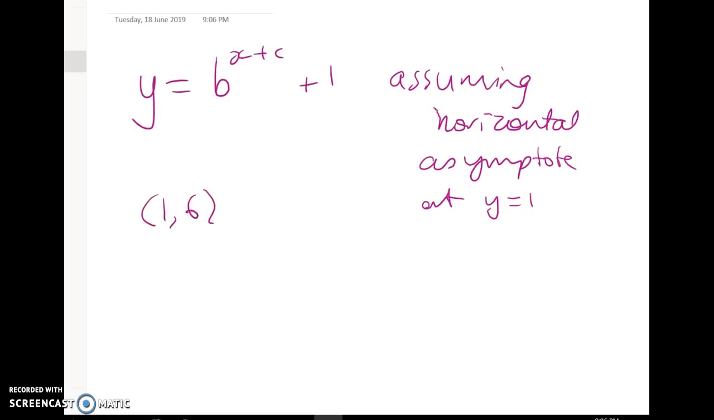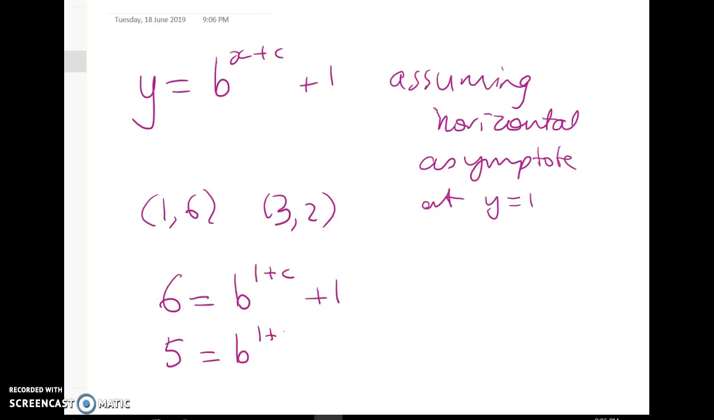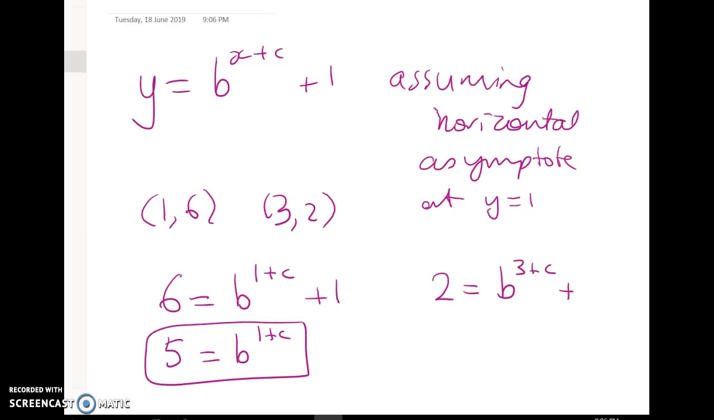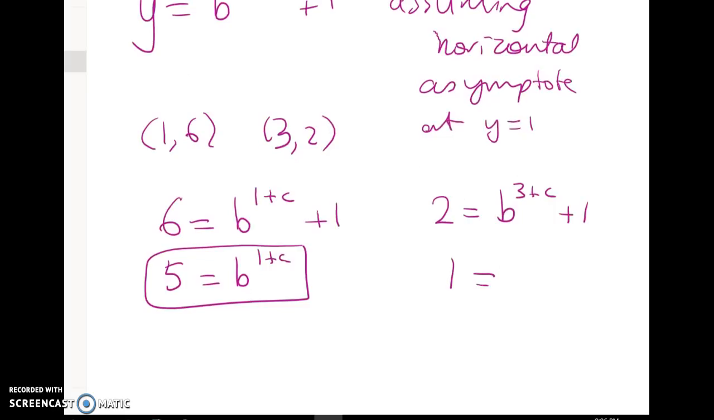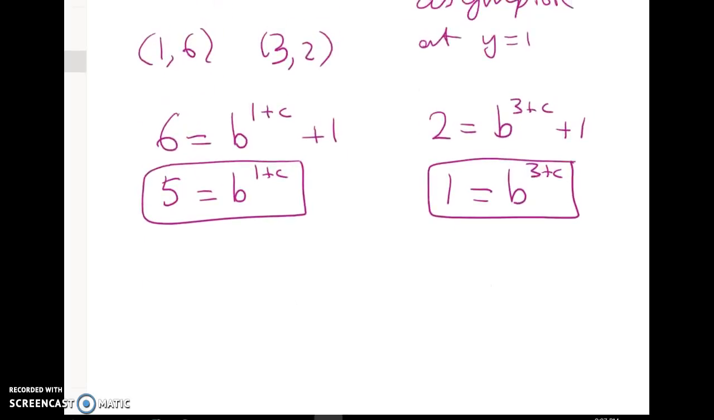Right, so now all we have to do is to substitute things in. I've got 1, 6, and I've got 3, 2. So 6 is equal to b to the power of 1 plus c, plus 1. That gives me 5 is equal to b to the power of 1 plus c. The next point gives me this. 2 is equal to b to the power of 3 plus c, plus 1. So 1 is equal to b to the power of 3 plus c. Now your graphics calculator won't help you here, which is why modelling an exponential is a little bit harder than some of those other ones that we've done.